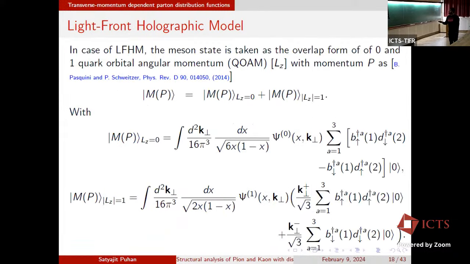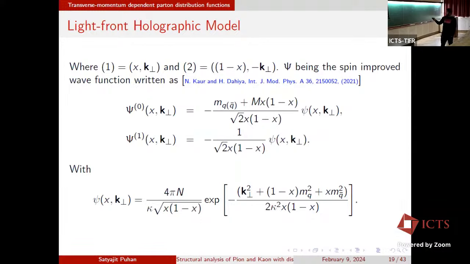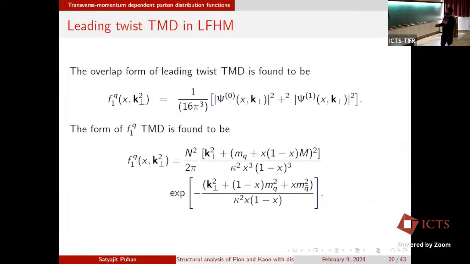There is another thing. This psi 0 and psi 1 have different forms for nz equal to 0 and nz equal to 1. They can be written like this. And this is our momentum space wave function. The overlap form of leading twist TMDs in the light-front holographic model is found to be this, and the form of TMD is found to be this, where kappa is the AdS/QCD scale parameter, which is fixed with the mass spectra of pion and kaon.